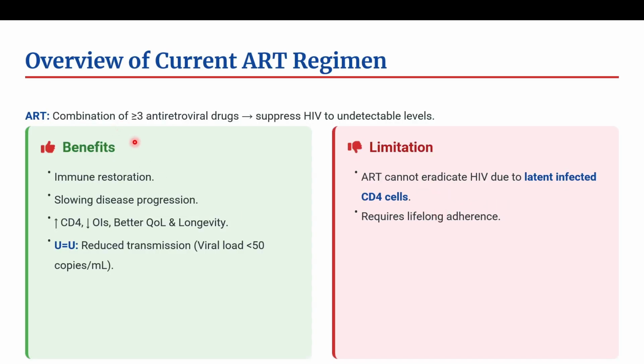So, an overview of the current ART regimen: it is a combination of three or more antiretroviral drugs. It is commonly used to suppress HIV to undetectable levels. With the advent of advanced antiretroviral therapy, there is a high achievement of remission rates nowadays compared to the 2000s. So the benefits are immune restoration, slowing the disease progression, increased CD4 counts, lower risk of opportunistic infections, better quality of life and longevity, and reduced transmission. The goal is a viral load less than 50 copies per ml.